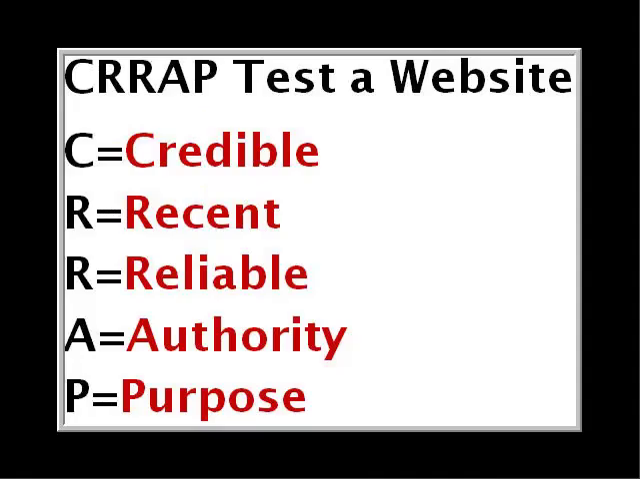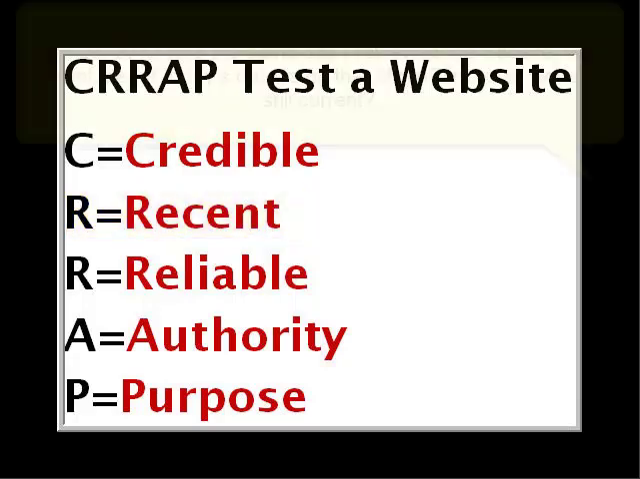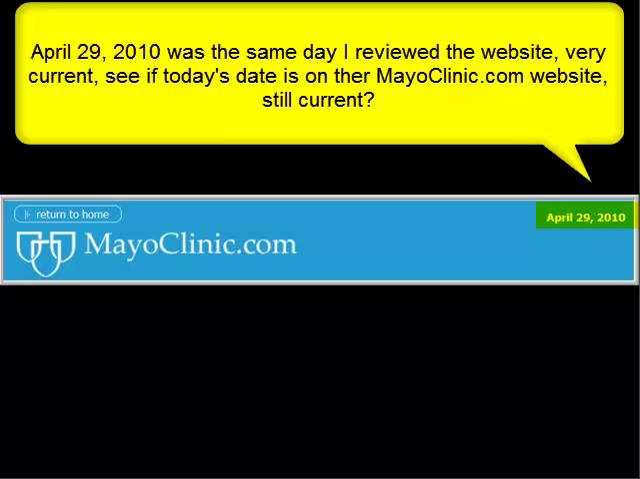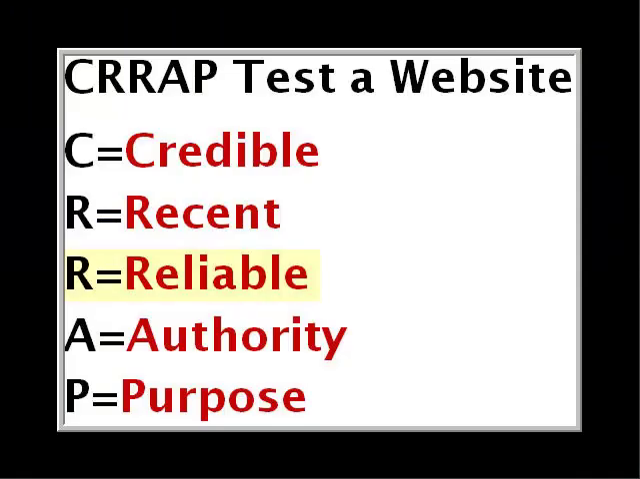Later, you can practice the CRAP test with the websites mentioned on this video, so let's finish out the CRAP review and learn what to look for. The first R stands for recent. The Mayo Clinic has very recent information, and this is not found on the hospital site.